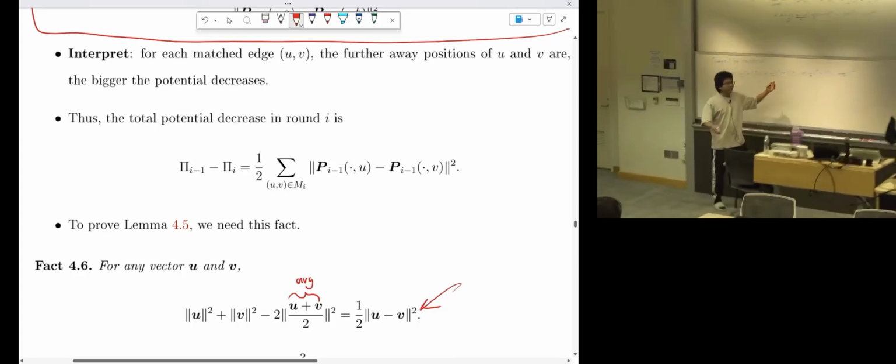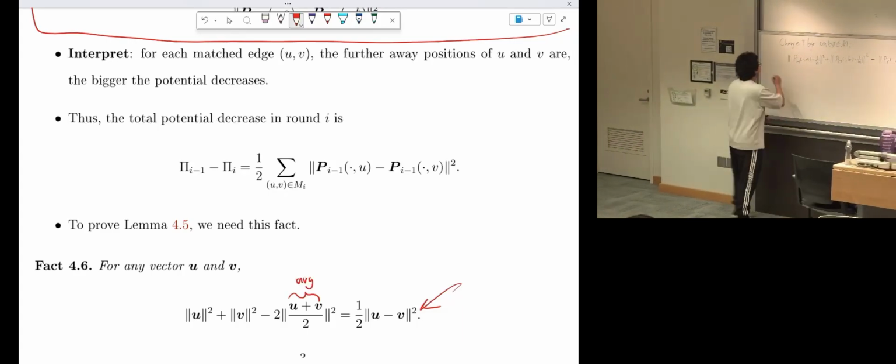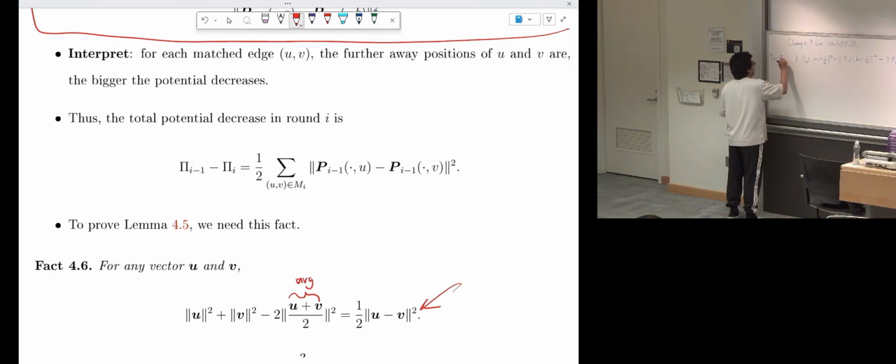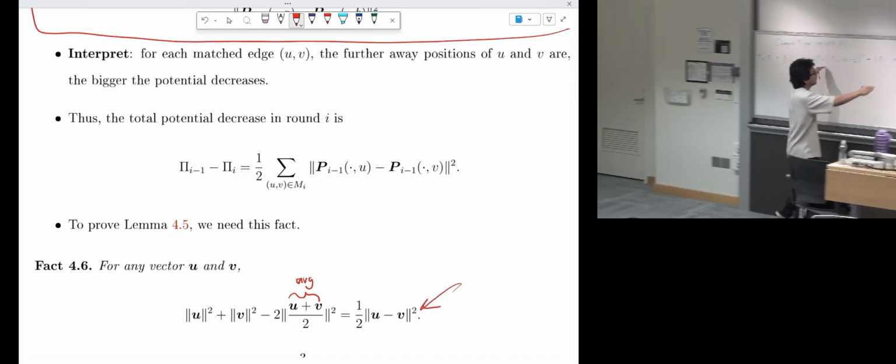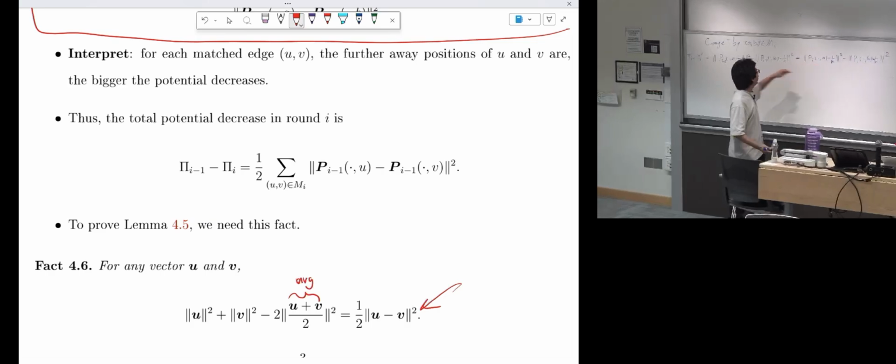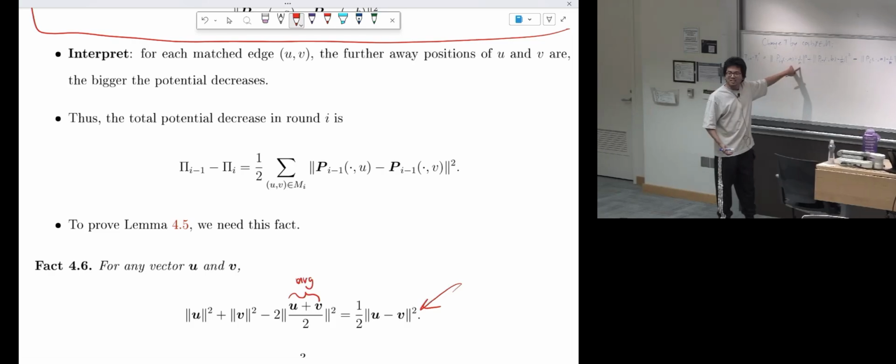Yeah, imagine that I consider this thing. Let's call it prime. This is the potential when I move only A and B to the average of A and B. So how does this change? Every other point stays at the same point, so this cancels. The only thing you need to consider is the position of A and the position of B. Do you agree with this?